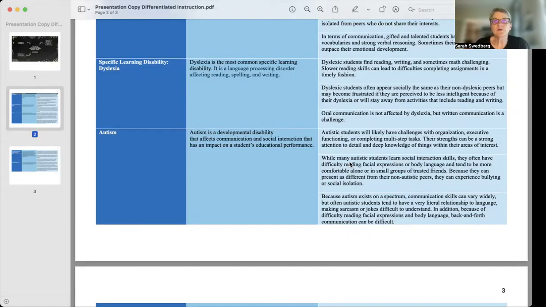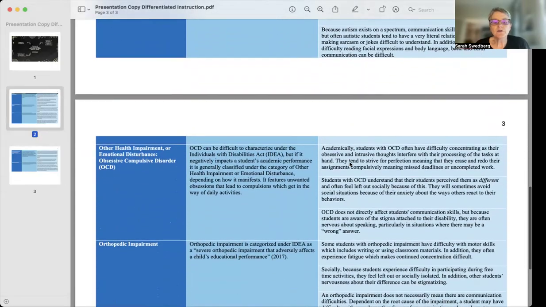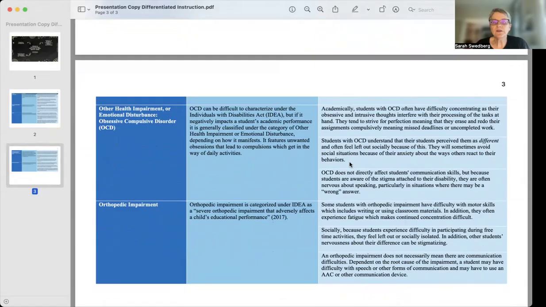For autistic students, to learn how to negotiate communication spaces where it's hard for them to read facial expressions and body language. For students with obsessive compulsive disorder, to learn strategies to deal with those compulsive thoughts in the moment. They can't really put them aside, but they can deal with them so that they can focus on their learning, so that they can focus on the task at hand in class.